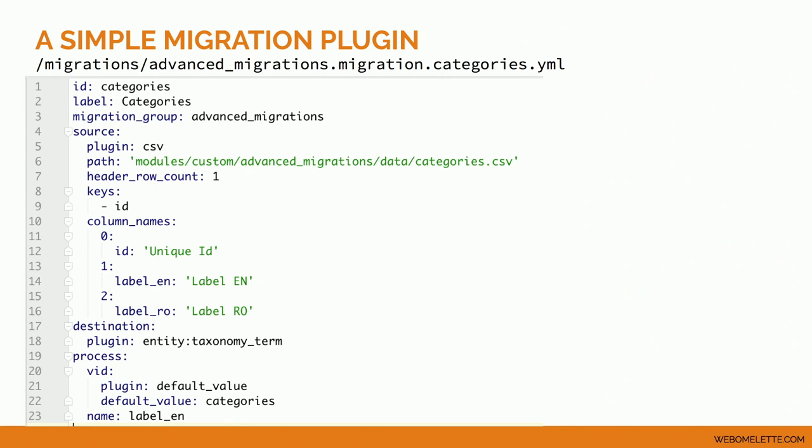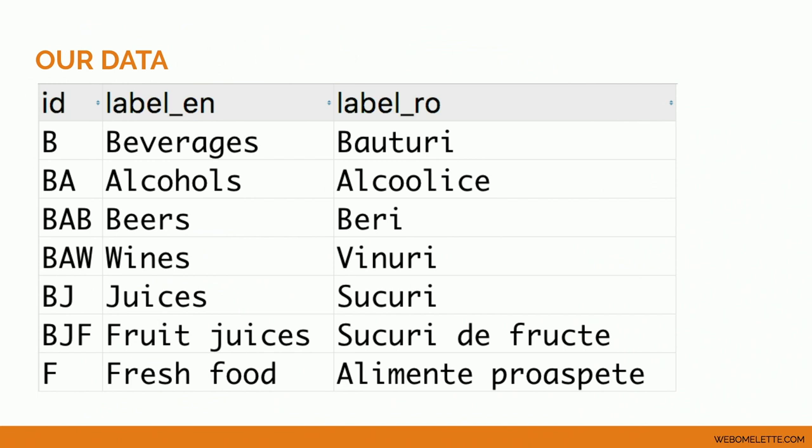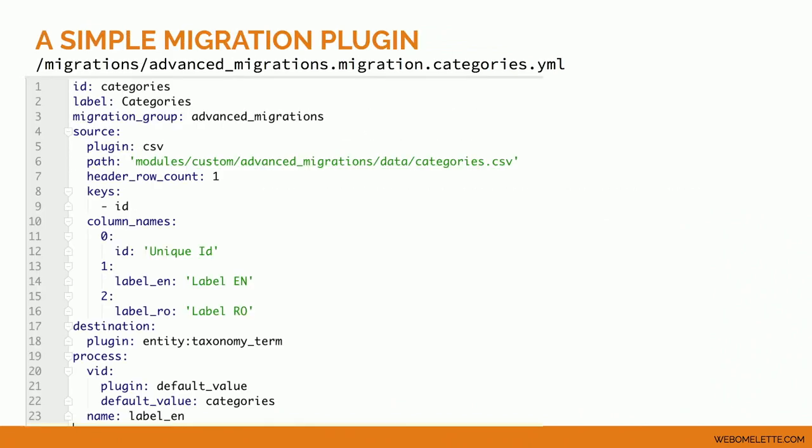Maybe there's going to be another one with path, but whatever. Then we have to say how many rows are the headers in the file. You can have one or two or more. We specify the main key, the ID, which column is going to be the key for the unique identifier for that record. And then we specify the column names: ID, label EN, and label RO. We tell it what the CSV file looks like.